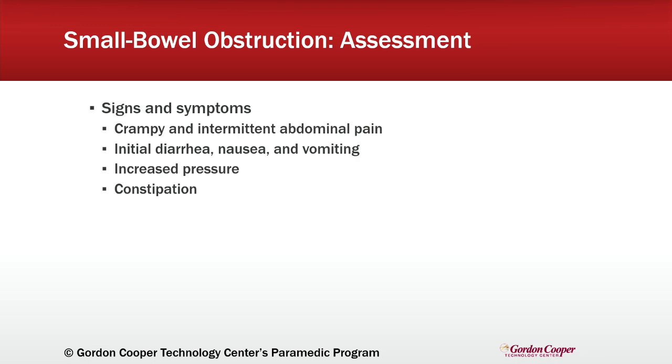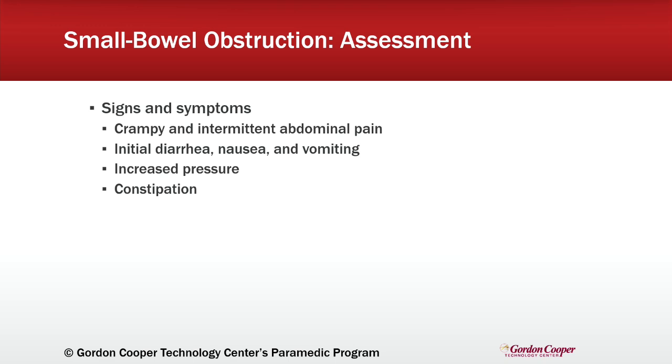Signs and symptoms: they may have some crampy, intermittent abdominal pain. They could have the usual nausea and vomiting, and they may have an increase in pressure that leads to more peristalsis, trying to push things through. Constipation could be the key too, so you may have diarrhea or constipation.